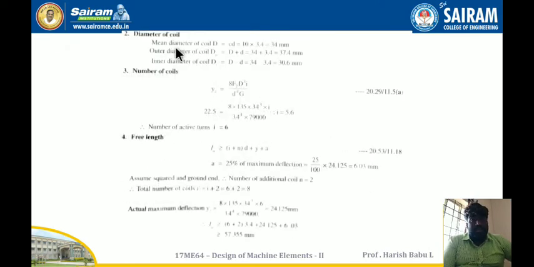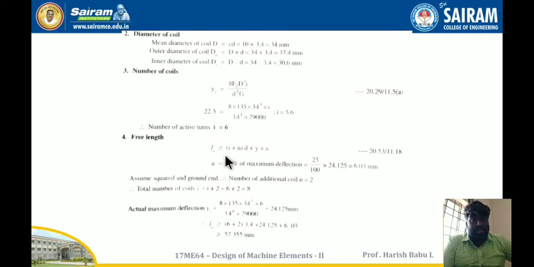So mean diameter of the coil, capital D, is equal to C into d. So I get 34. Outer diameter D naught, I get as 37.4. Inner diameter will be 30.6 mm. So number of coils, equation number 20.29: y2 is equal to 8 F2 D cube i by d to the power of 4 into G. By substituting this, I get i as 5.6. So I take the number of active turns as i is equal to 6.